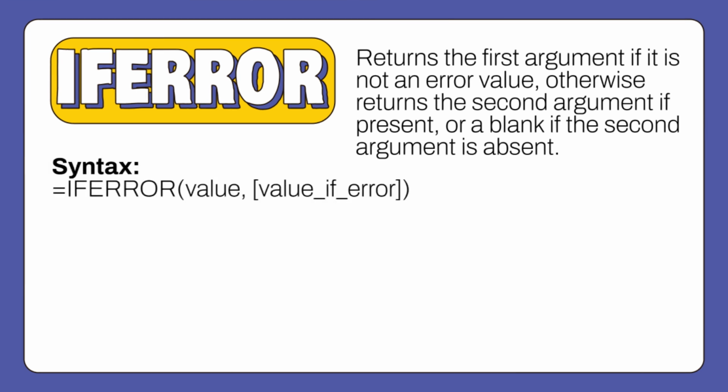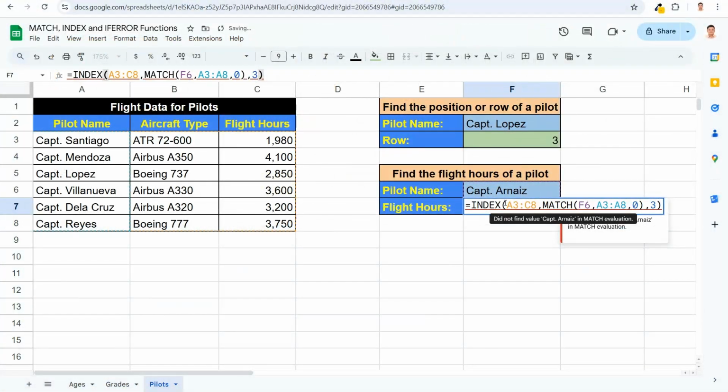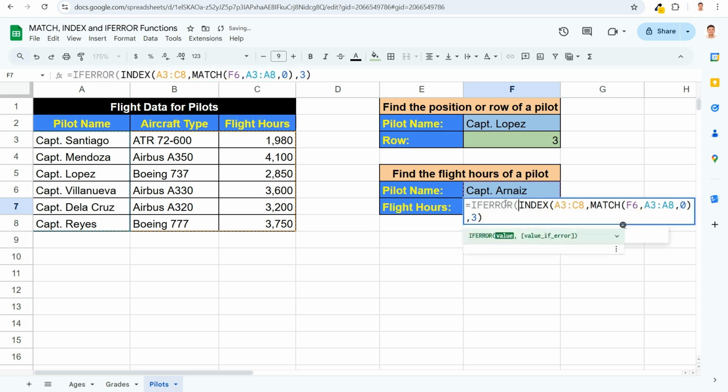The syntax is =IFERROR(value, value_if_error). Value is what you want to evaluate. Value if error, which is optional, is what to display if an error occurs. Let's wrap the INDEX and MATCH functions with IFERROR, and set the second argument to "No record found".